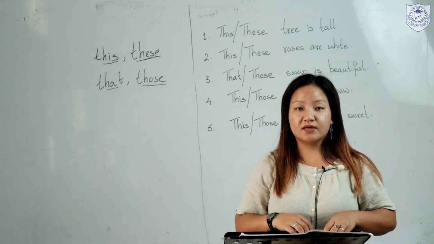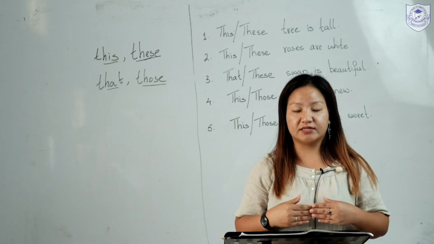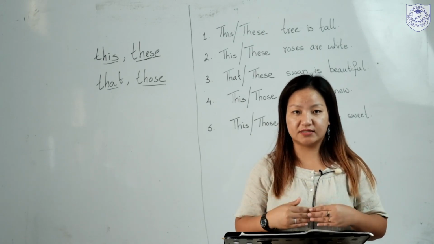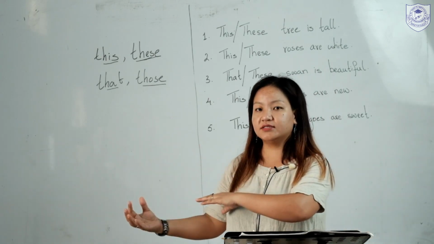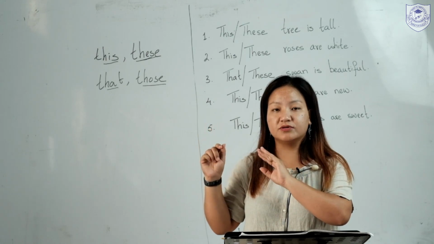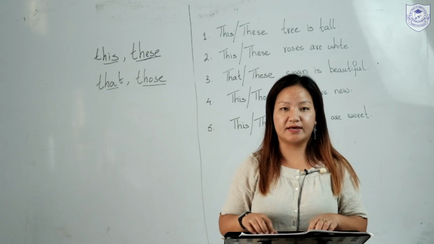For nouns that are near us, we use this and that. This, and if it is plural, we use these. If it is far away from us, then we use that, and if it is plural, then we use those. Okay? Remember that.